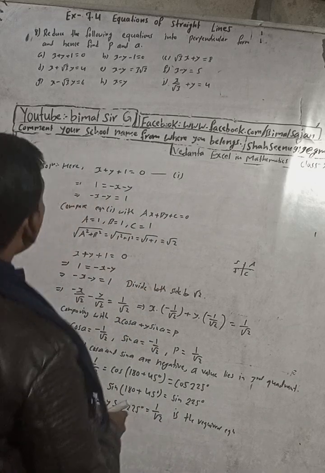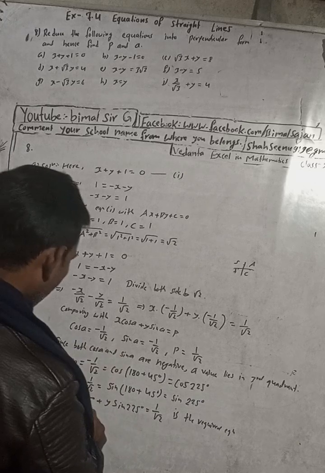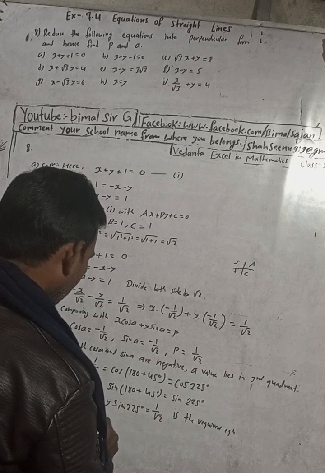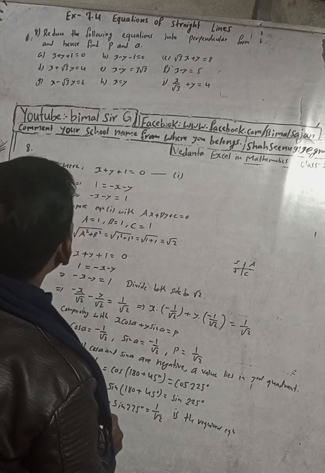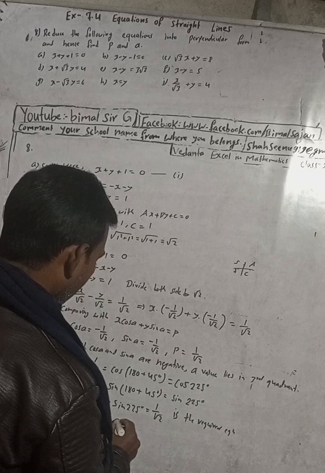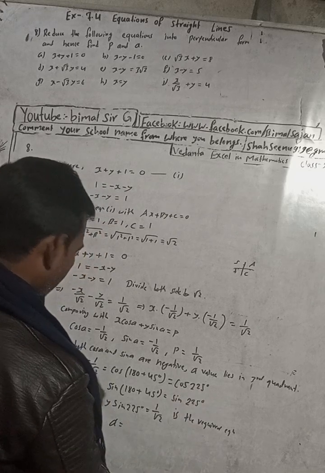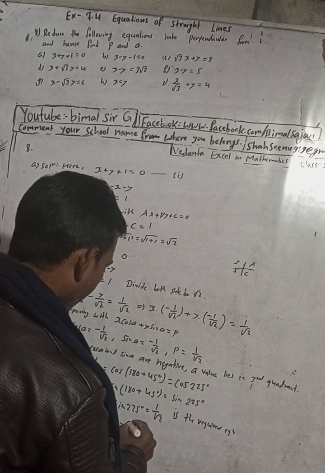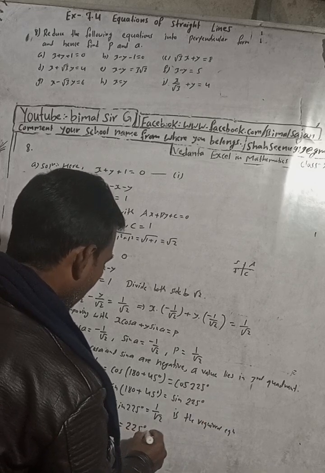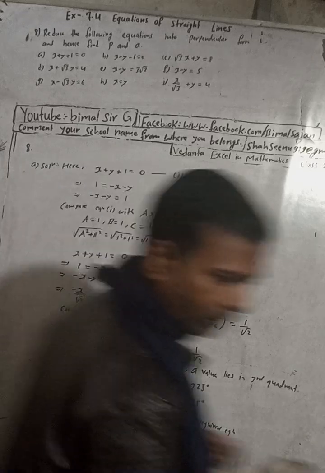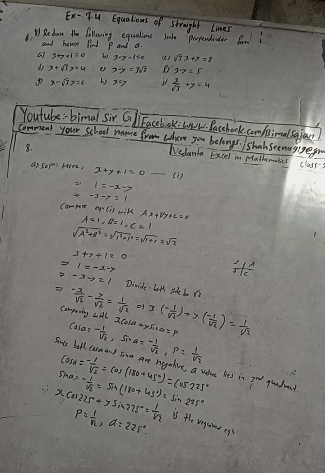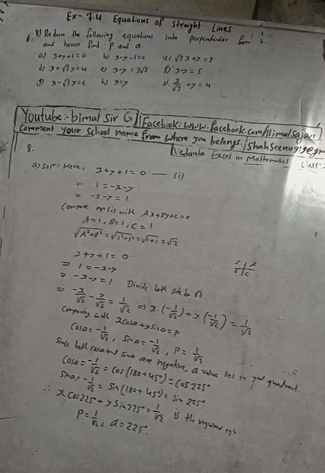Then we can perpendicular. What is perpendicular? P is equal to 1 by root 2, and alpha value is how much here? You can see this is cos alpha, so alpha value is 225, okay? 225. Okay, so this is the solution. Okay, can you see all the solutions?